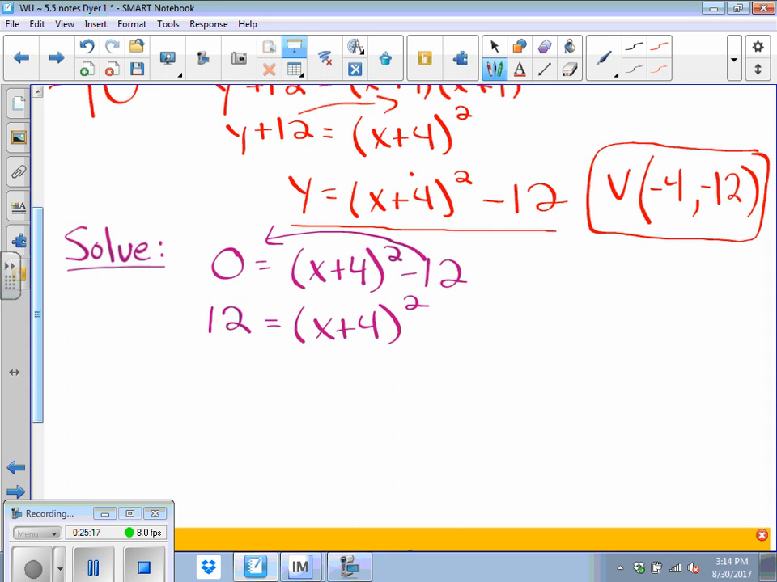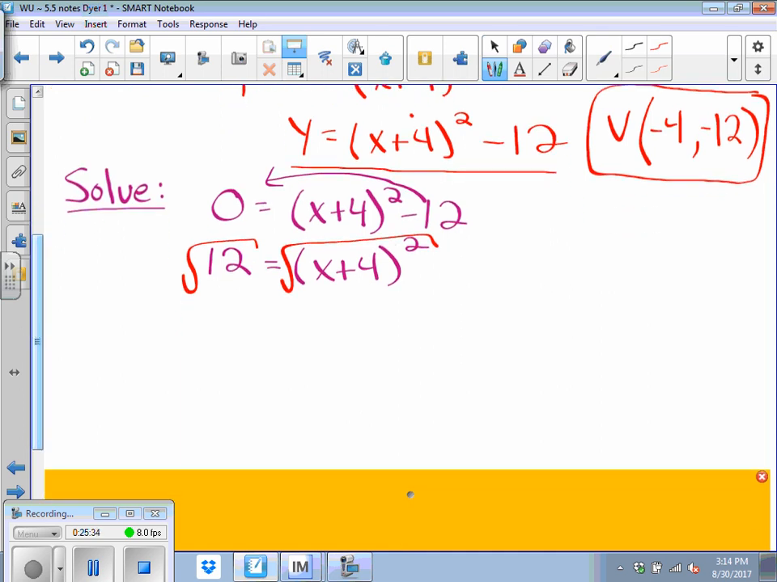Trying to get x by itself. What do I get rid of next? The squared. How? Very good. Square root. This is why we reviewed how to do this. Okay? Simplify the square root of 12. 4 times 3, which is 2 square root of 3. So this is 2 square roots of 3. Don't forget the plus or minus, equals x plus 4.